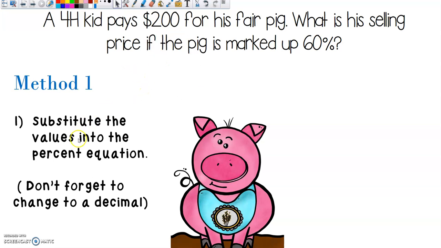So the first thing we need to do is substitute the values into the percent equation. And don't forget, of course, to change that to a decimal. So here's my percent equation. A equals percent times W. And my original value is $200 for the pig. And I'm marking it up 60%. This needs to be changed to a decimal. So 60%, or 0.6, times 200 equals $120. So I am marking my pig up $120 for my prospective buyer. This is the percent markup.